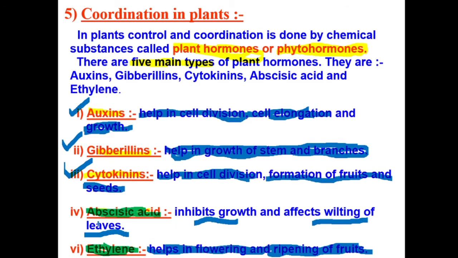So these 2 are not helping in growth, whereas these first three are helping in growth. So these first 3, we categorize them as growth promoters. These last 2, they are called growth inhibitors. Okay. So these are coordination in plants.